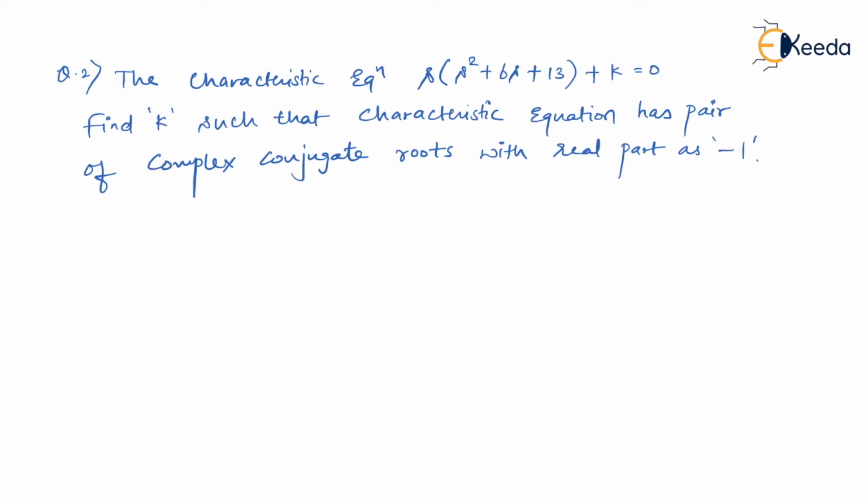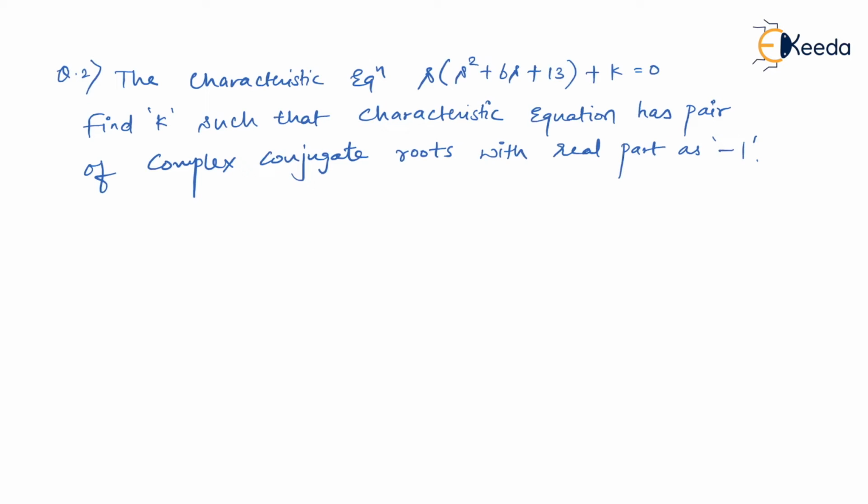I mean, generally the restrictions that they put are according to the system's stability. Like, a system should be stable, it should be unstable, or it should be marginally stable. For that, we have a habit to find the value of k. This time they are asking you the value of k only.